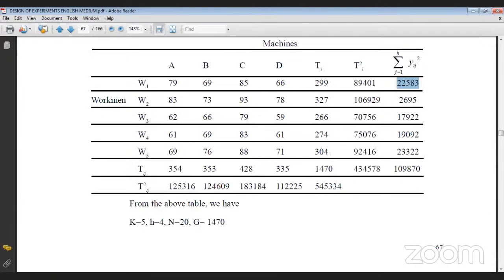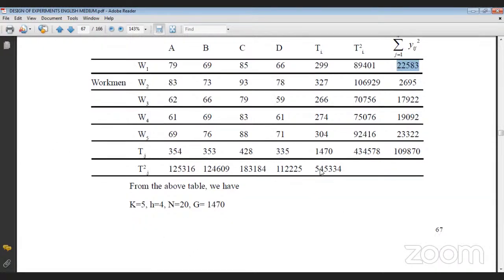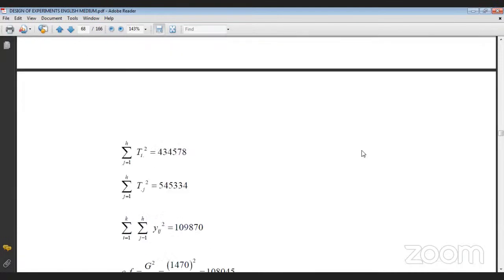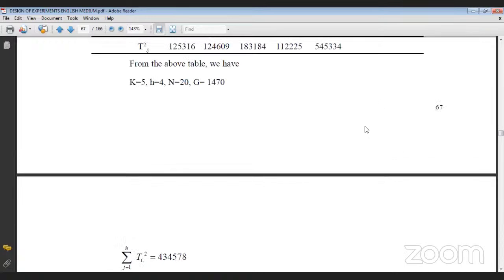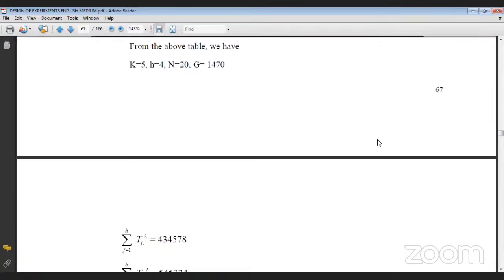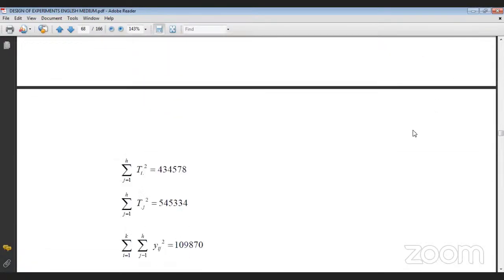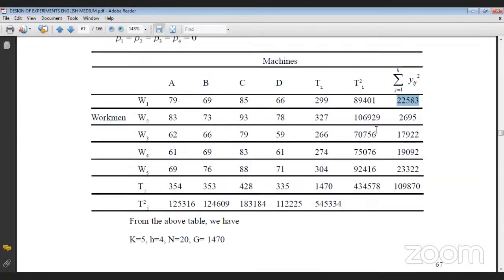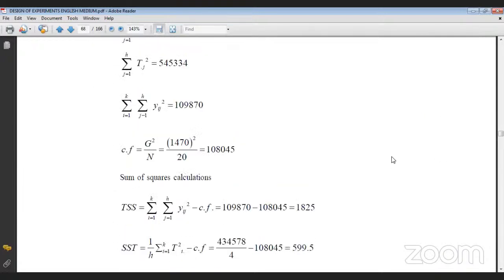So this is the one I will tell you, that is K, A B C D 4, which is equal to 4, maybe 1, 2, 3, 4, 5, 5 into 420. So that is the total value again, 14740. For Ti square 43578, Tj square 545354, the total is 1,09,770. So G square means 1470, then the total value 1470 whole square.